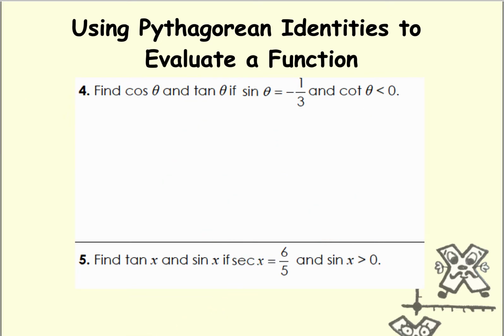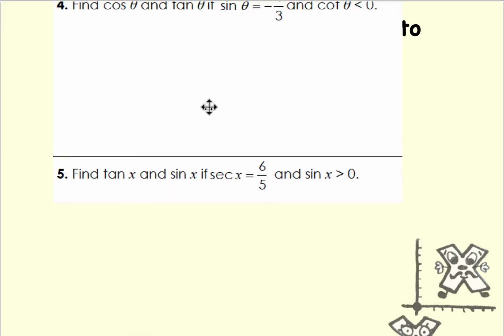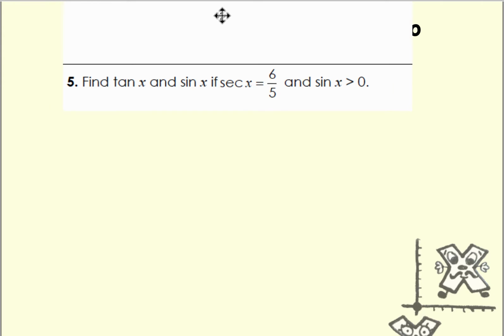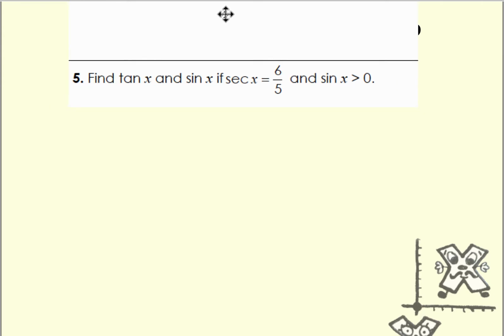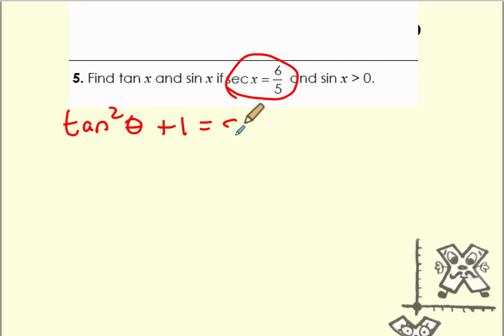Okay, let's do one more. Seems like these take a lot of room, huh? Okay, so it says find the tangent and the sine if the secant is 6 over 5. So what do I know? I know that tangent and secant go together. And there's a trig identity, Pythagorean identity that says the square of the tangent plus 1 is equal to the square of the secant.